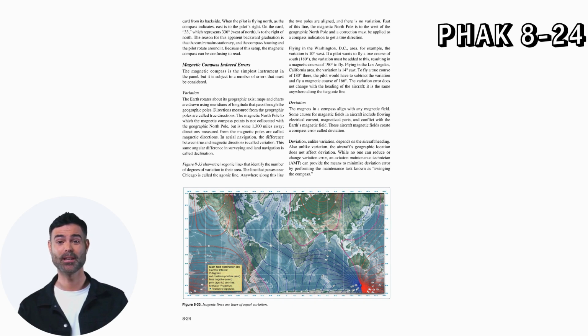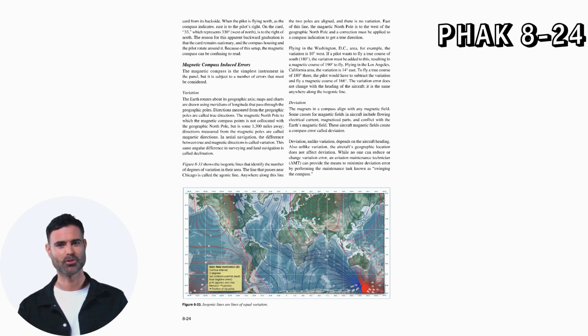Some causes for magnetic fields in aircraft include flowing electrical current, magnetized parts, and conflict with the Earth's magnetic field. These aircraft magnetic fields create a compass error called deviation. Deviation, unlike variation, depends on the aircraft heading. Also, unlike variation, the aircraft's geographic location does not affect deviation.